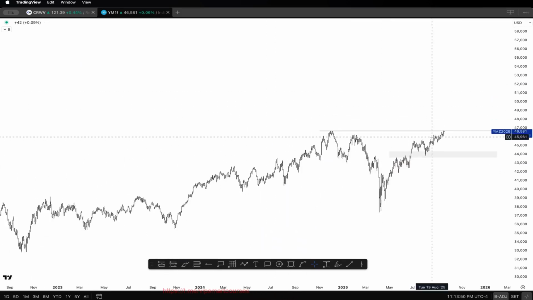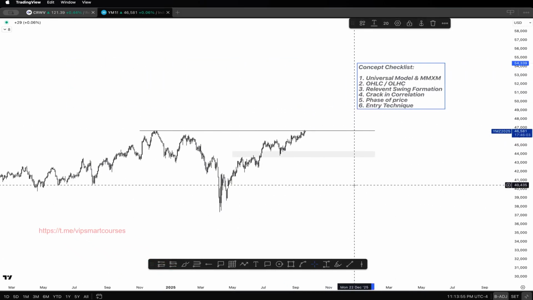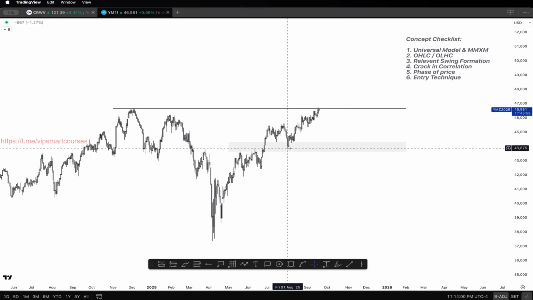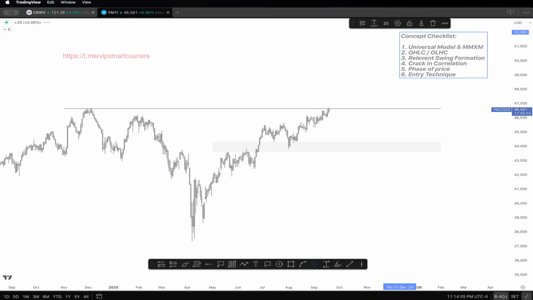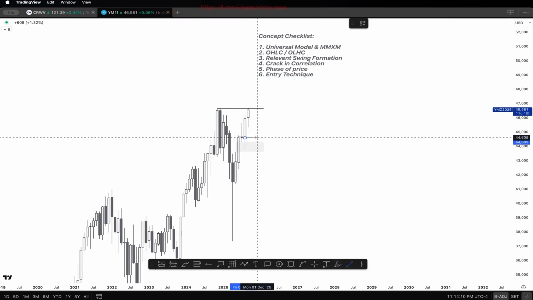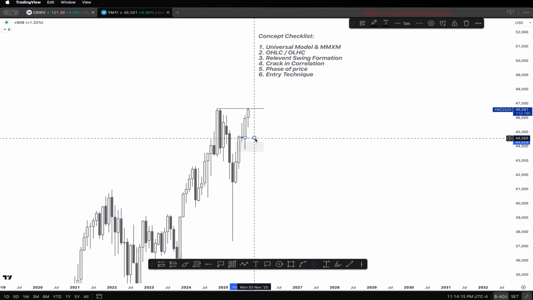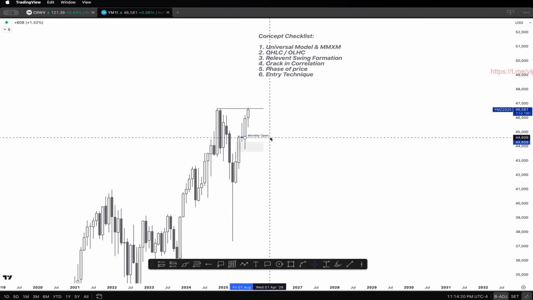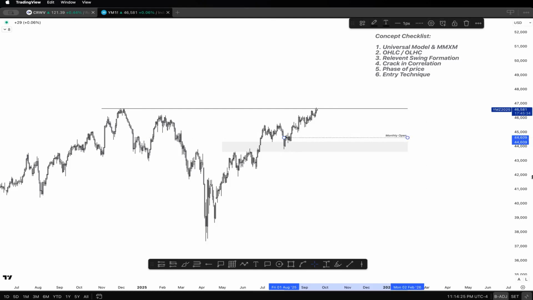Okay, so now as you can see, let me make sure we bring our checklist over here, just so we're understanding the key concepts in play. Let's take a look at what happens inside of this monthly fair value gap. So what we see is that price opens the monthly candle in a certain area. Let's mark that out here. I'm going to use a dotted line, and I'm just going to call this our monthly open. Okay, so price opens this monthly candle, which contains the fair value gap below it, here.